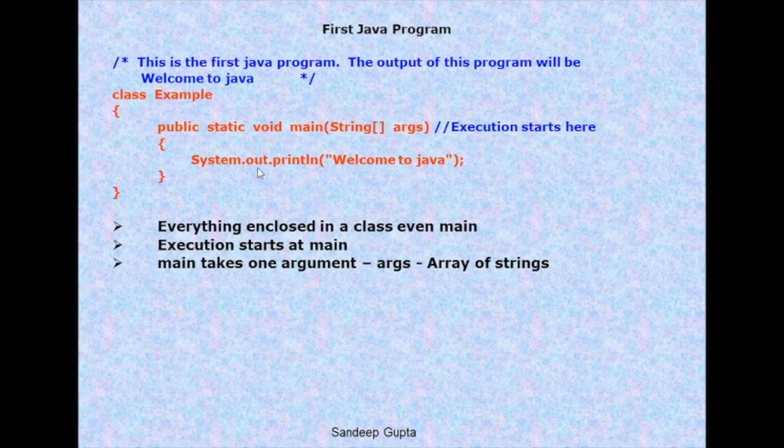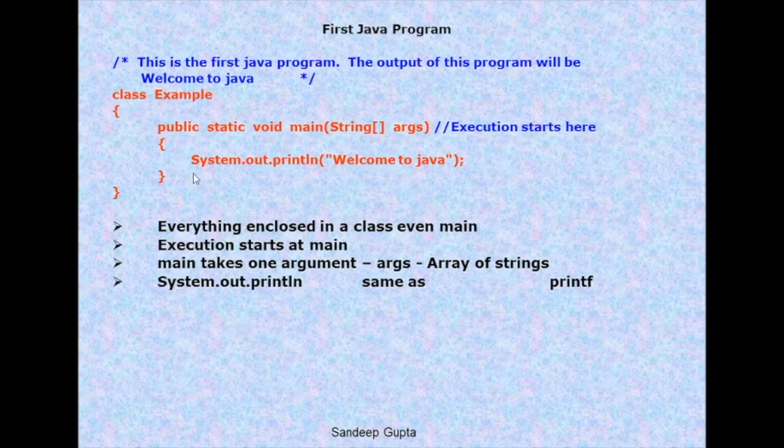Okay? Now within the main, we have only one statement over here, that is system.out.println. This system.out.println is exactly same as the printf of C language. That means that whatever you write between the double quotes will be displayed as it is. So over here, between the double quotes, I have written welcome to Java. So welcome to Java will be displayed as it is.